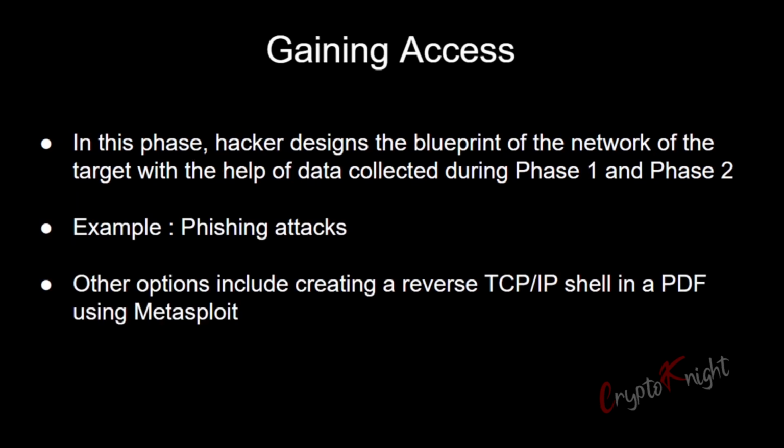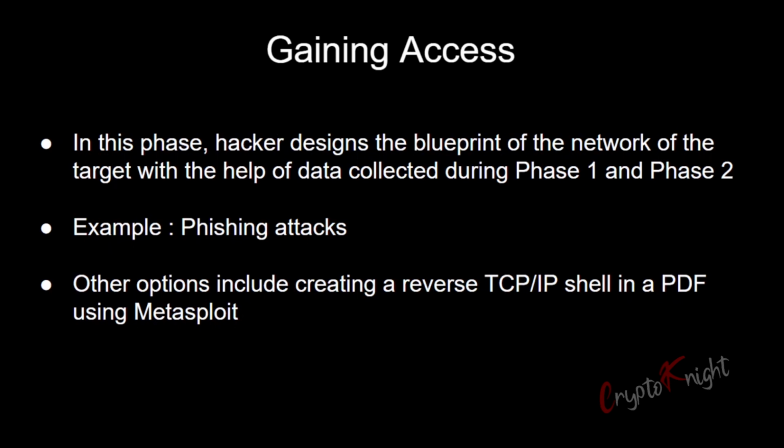Third phase comes gaining access. Now, this is the point where a hacker tries to gain access to a system through attacks like phishing, etc. In this phase, the hacker designs the blueprint of the network of the target with the help of data collected during phase 1 and phase 2. So, phase 1 and phase 2 combined together were the information gathering phase. Now we have the IP ranges, what services they are running, and everything. So any hacker can target victims and do phishing attacks.